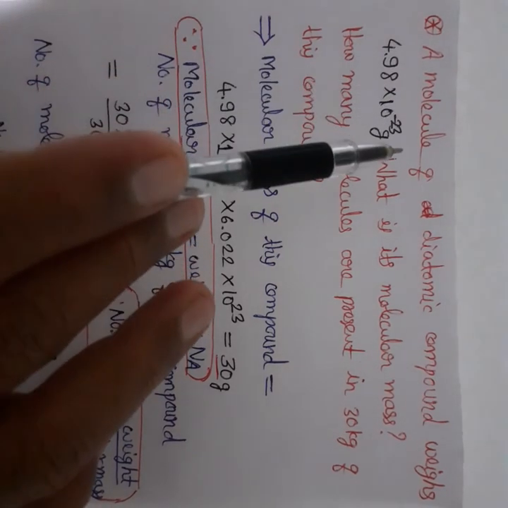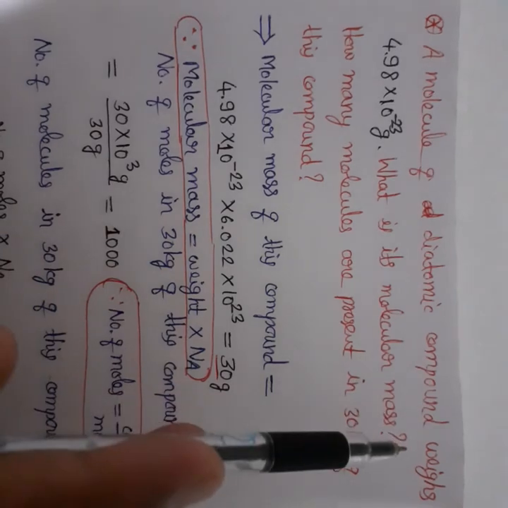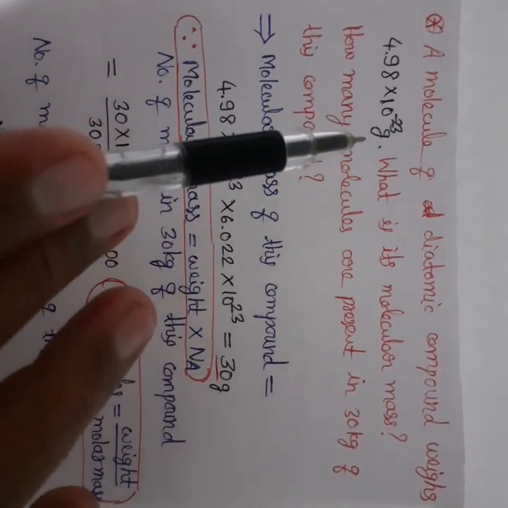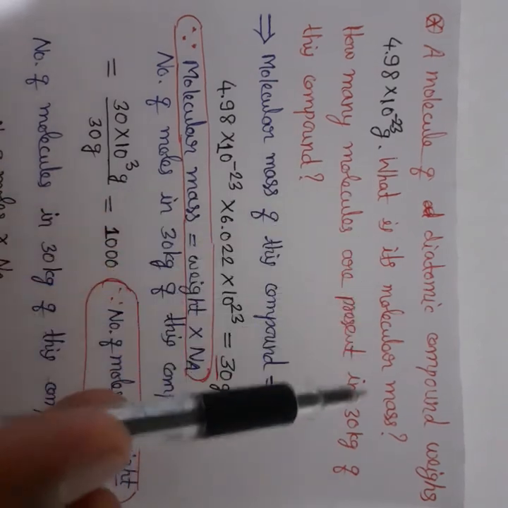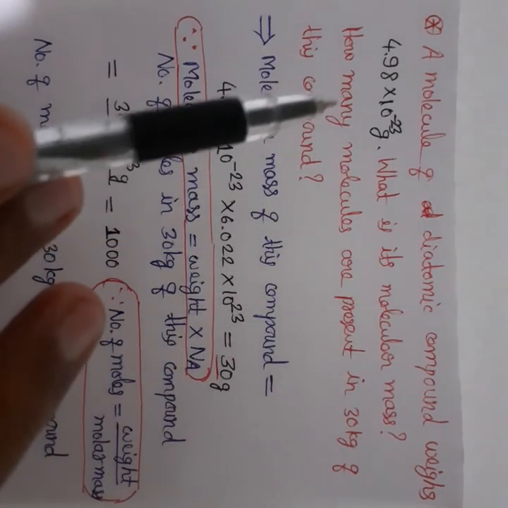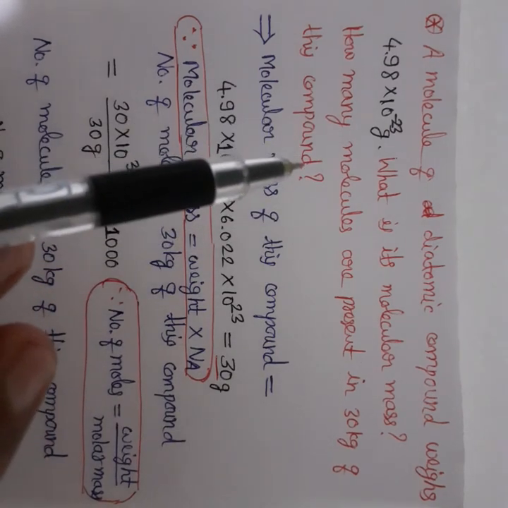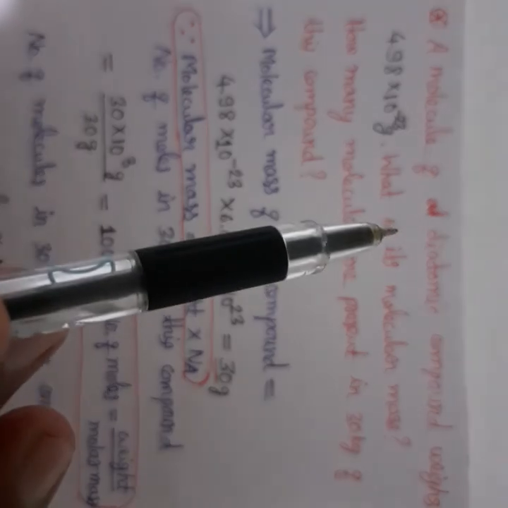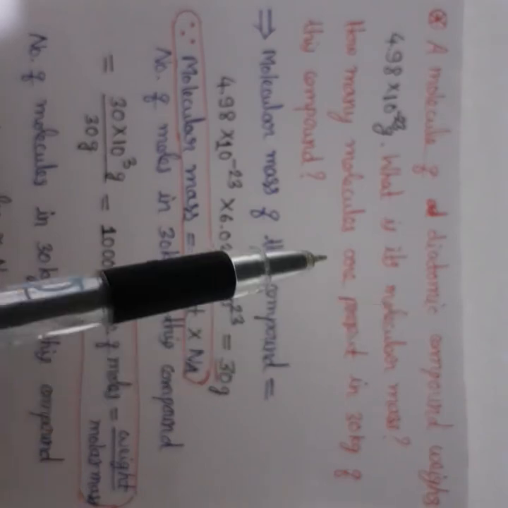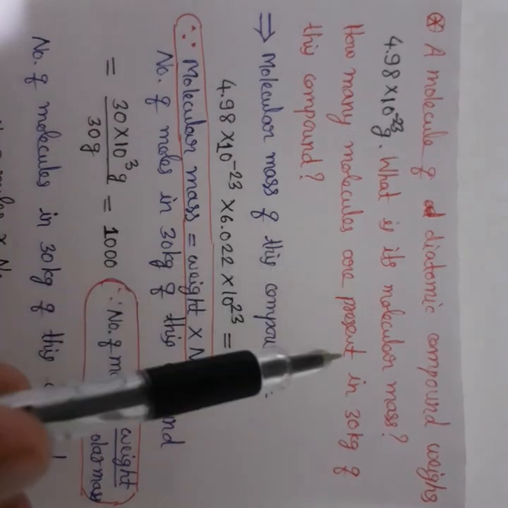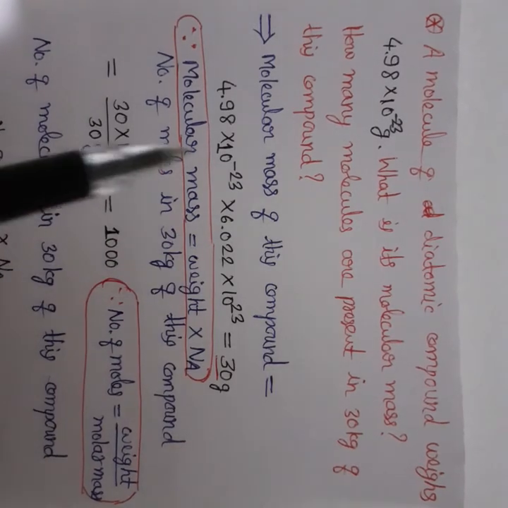A molecule of a diatomic compound weighs 4.98 into 10 to the power minus 23 gram. What is its molecular mass? How many molecules are present in 30 kg of this compound? Here the weight is given, the molecule is diatomic. We need to calculate the molecular mass and how many molecules are present in 30 kg of this compound.